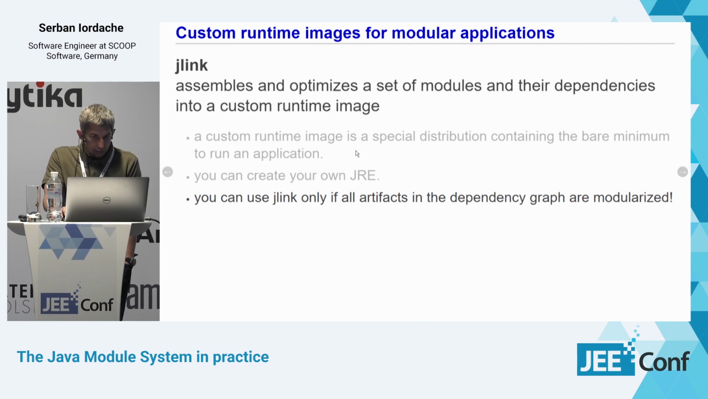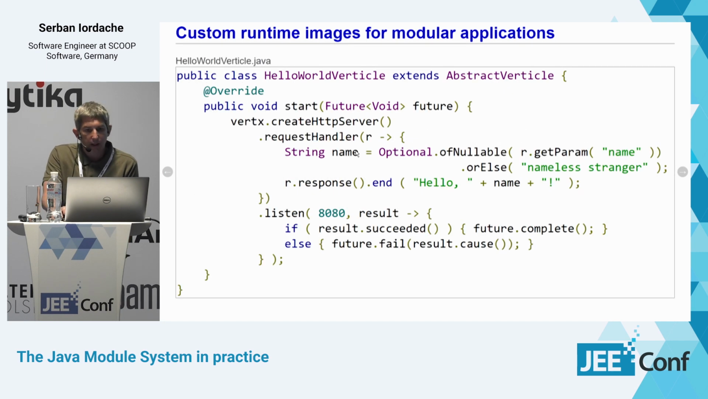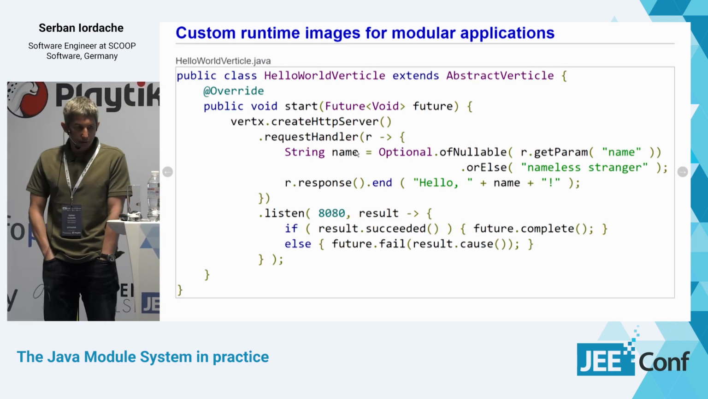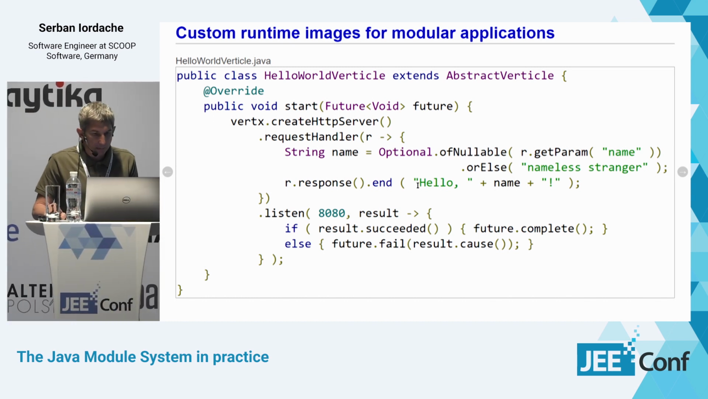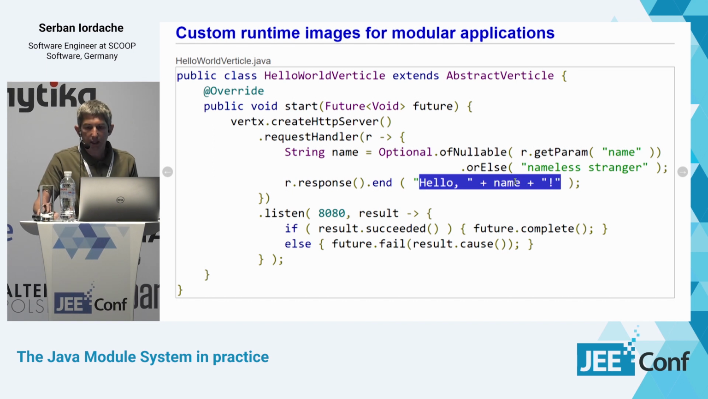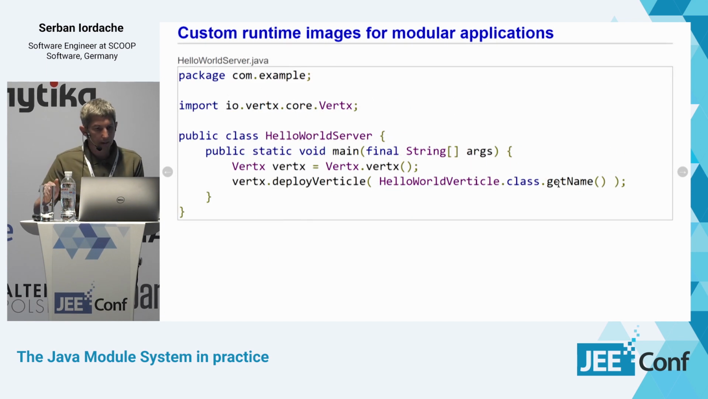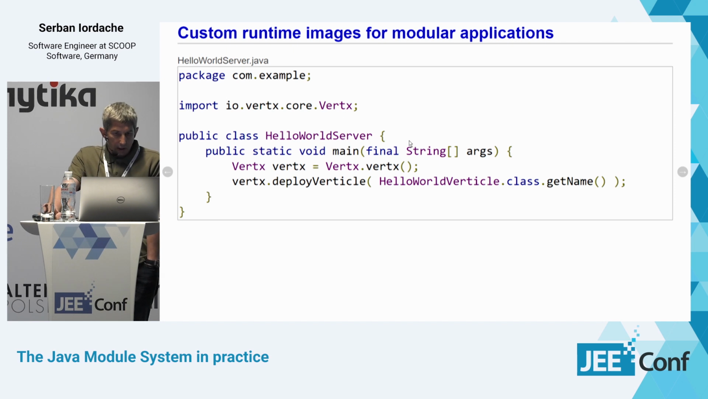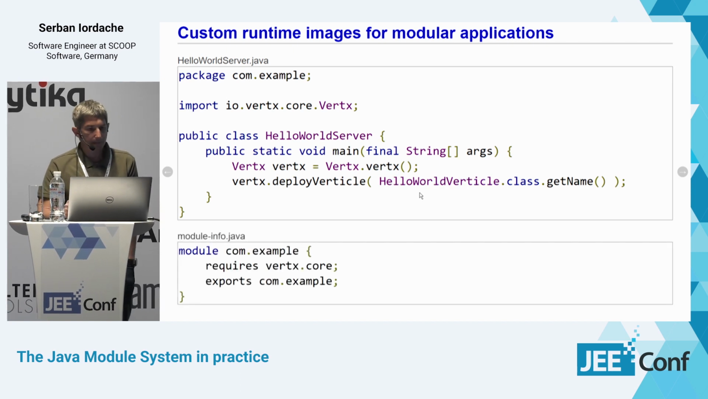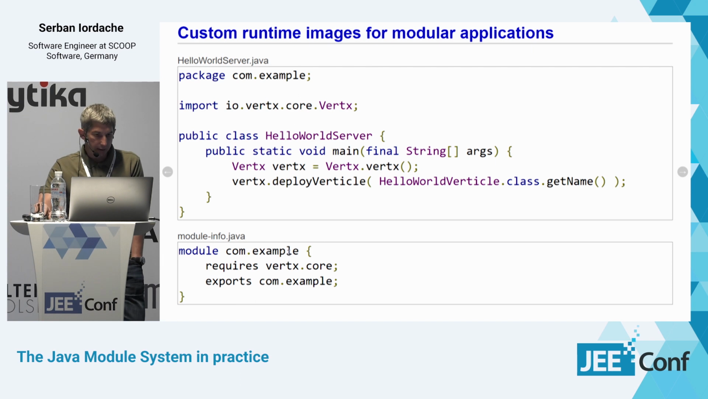And to illustrate how, we will consider a small web application using Vert.x that serves a page saying hello and a name, and this name is taken from the name parameter found in the URL, or if this parameter is not available, it will use a default value, this nameless stranger. The main method of our server just deploys the verticle we saw before, and the module descriptor for our application requires the Vert.x core module and exports its package.